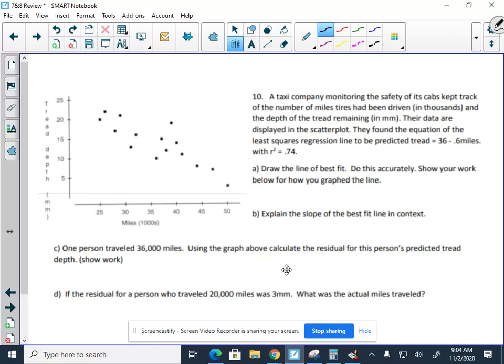So I leave this one in there. I don't test on this. So you can rest assured, I don't test on it. But here would be the problem. It's got an equation. It says tread equals 36 minus 0.6 times miles. So if you were to try to graph this thing, don't do this. Everybody just watch this for a minute.